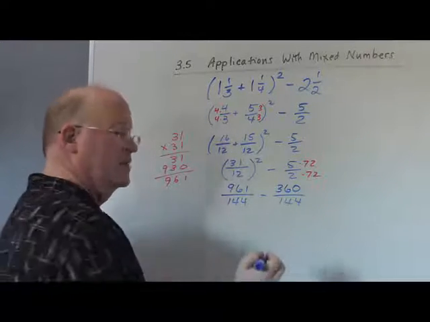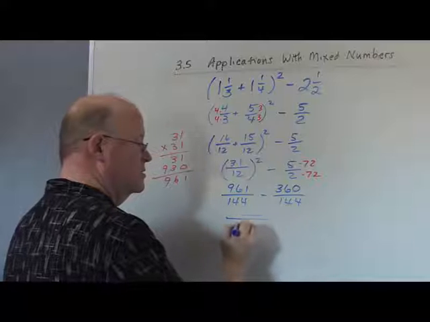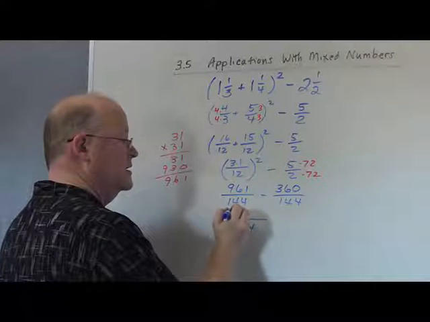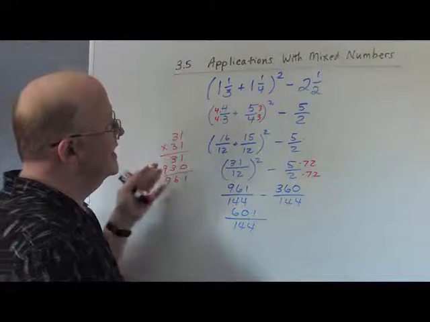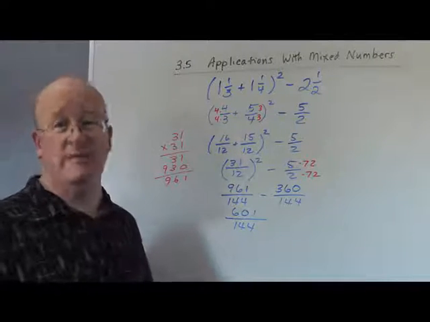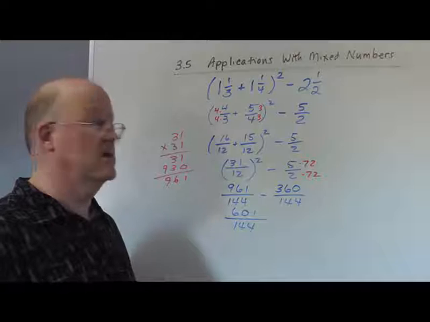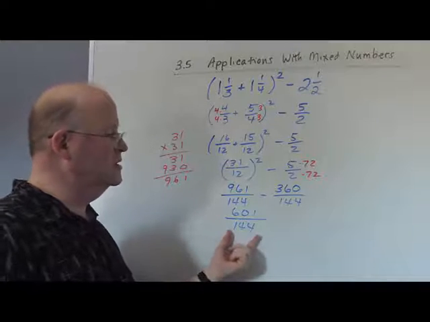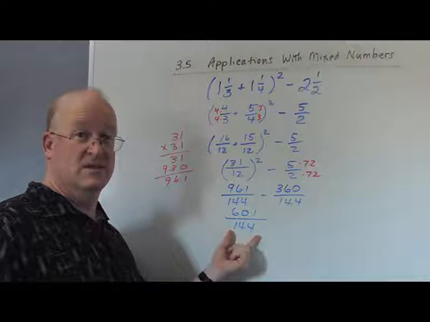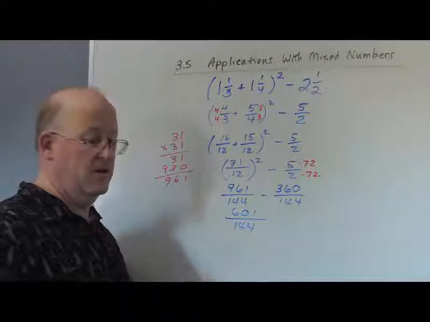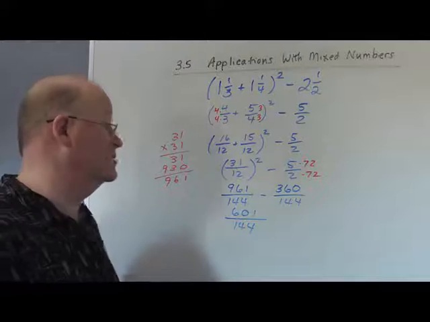Now subtracting, I've got a common denominator of 144. Subtracting, I'm going to get 601. Now, since I began with mixed numbers, I should probably finish with mixed numbers. If I pretend this is 150, 150 times 4 is 600. So I think that goes in about 4 times. I'm using my estimation skills.